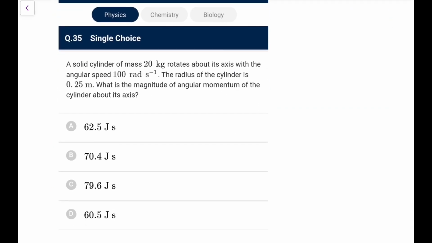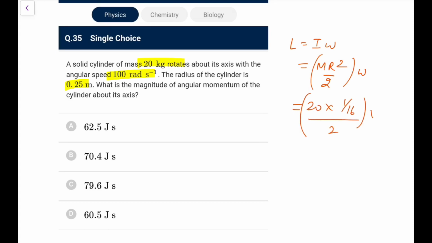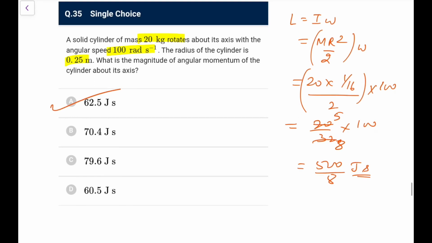Next one, you have a solid cylinder of 20 kg, rotating about its axis with the angular speed given. The cylinder radius is given. What is the magnitude of angular momentum about its axis? So angular momentum is directly I omega. I for a solid cylinder is mr square by 2, into omega. 20 into r square, that is 1 by 16, 1 by 4 square by 2 into 100. So it is 20 by 32 into 100. So what we are left with, this is 5, this is 8, 500 by 8 you can write. So 500 by 8 would be, I think, 662.5, that is the most appropriate one you can go for. Next one.